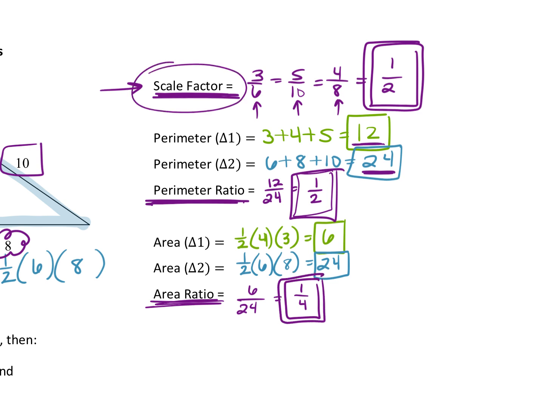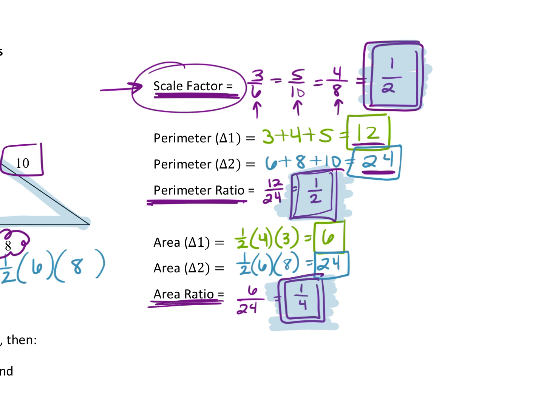Okay, so here's what I want you to see. A scale factor is just a comparison, this side to that side. A perimeter ratio is add up all the sides, and compare them. An area ratio is find the area of the figure, and compare them, right? But there is a relationship between all three of them. What do you notice about these three? 1 to 2, 1 to 2, and 1 to 4.